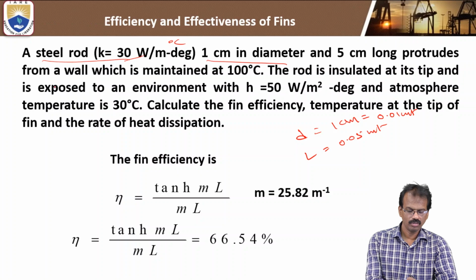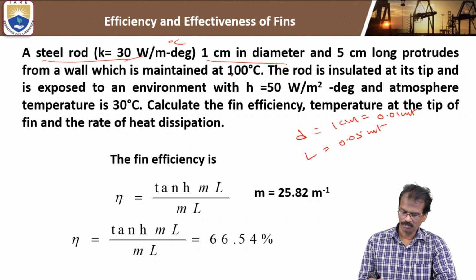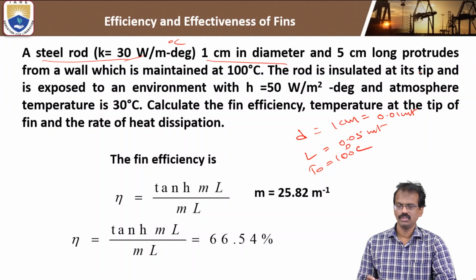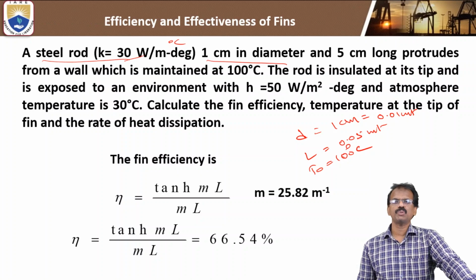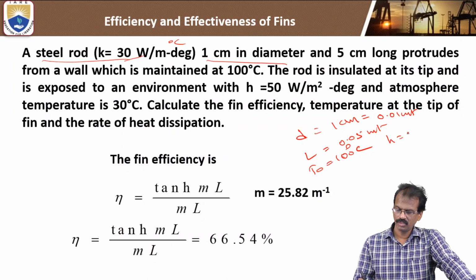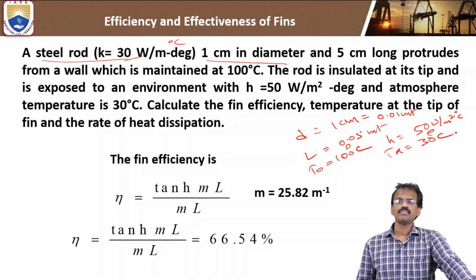So from a wall which is maintained at temperature T naught is equal to 100 degrees Celsius, the rod is insulated at its tip. You can consider this one. This is the insulated end pin and is exposed to environment. So that H value, rate of heat transfer, is equal to 50 watt per meter square degree Celsius. And atmosphere temperature is also given, that T infinity is equal to 30 degrees Celsius.